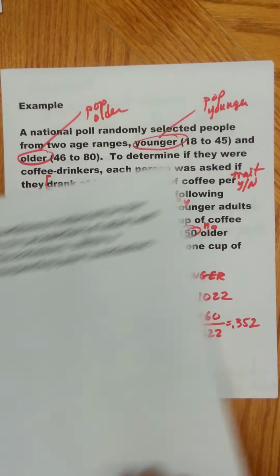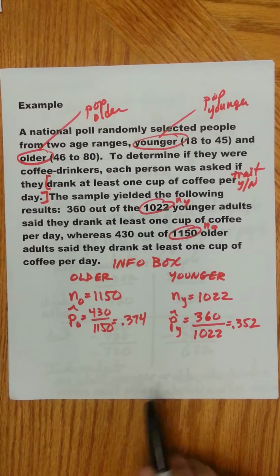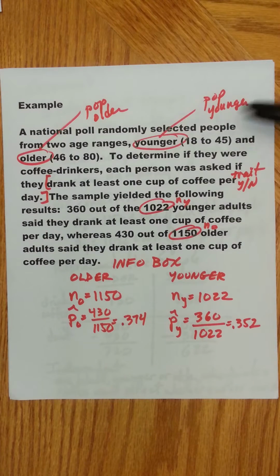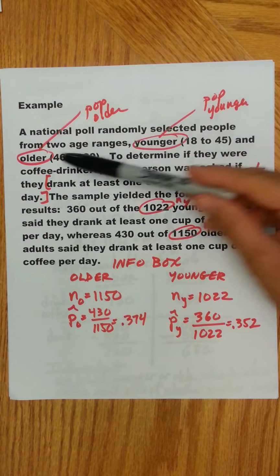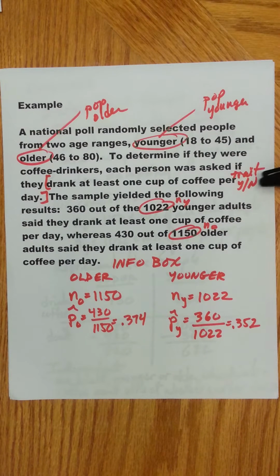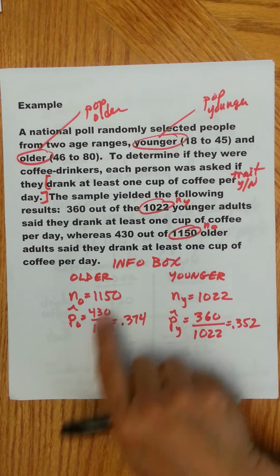Now when you do that, hopefully you'll get this right here, that there's two populations, younger and older. The trait is a yes-no trait. It's whether you drink at least 1 cup of coffee per day or not. And then here's your sample information.